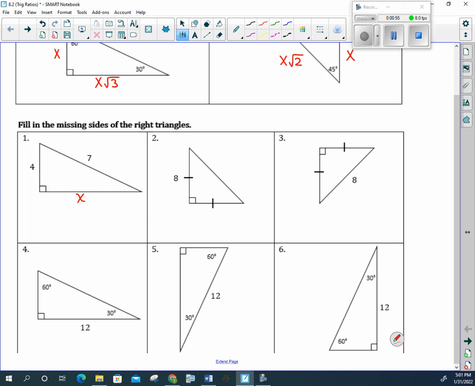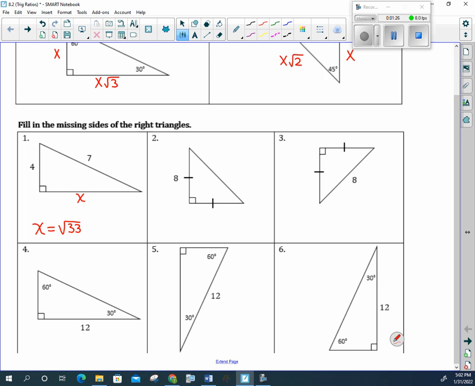Every time I see a right triangle, I think Pythagorean theorem. Is it a special pattern, or can I use a trig function, sine, cosine, and tangent? So this Pythagorean theorem, so we'll go ahead and solve that. So it turns out that x, so I'm going to do 7 squared minus 4 squared, and then the square root of that. So square root of 33.